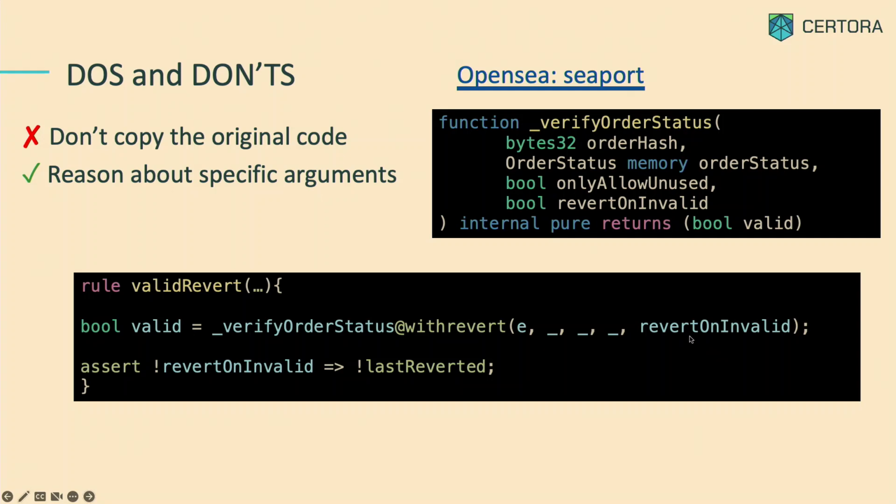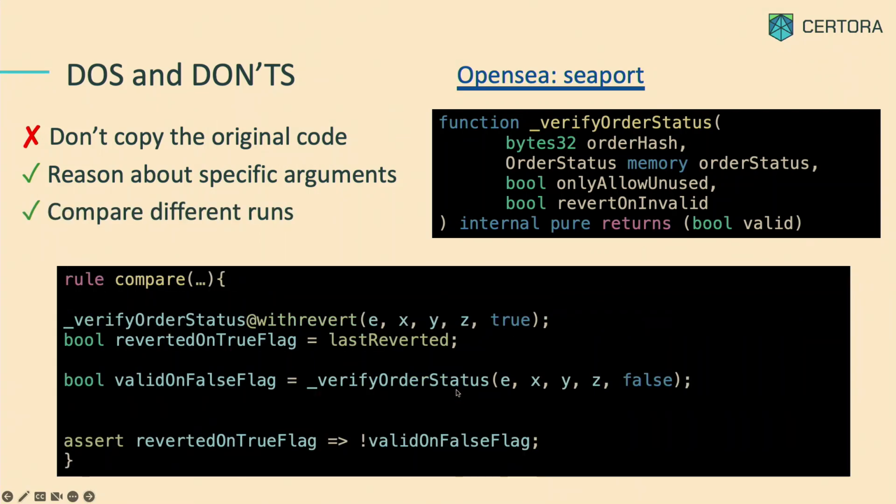if the revert on invalid is false, it should never revert, right? Because that's exactly what it's supposed to do. Well, actually, it does revert, okay? So this is a nice rule, and it's without looking at the exact implementation, just from looking at the definition of the function. So these are nice. This is a very nice unit test rule.